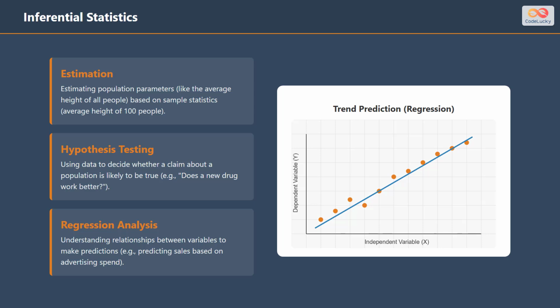Inferential statistics allows us to go beyond the immediate data. By studying a small sample, we can estimate parameters for a whole population. This includes hypothesis testing to validate claims and regression analysis to understand relationships between variables and predict trends, such as forecasting sales or weather patterns.